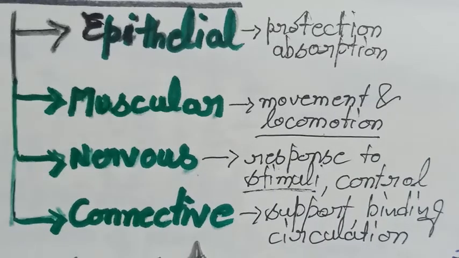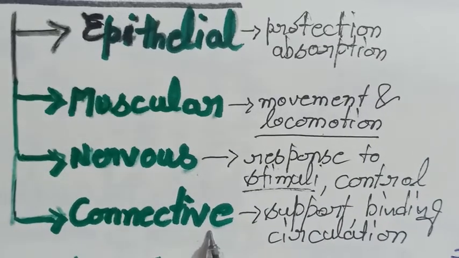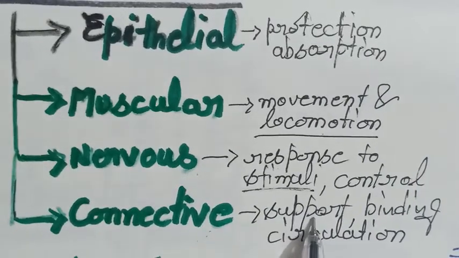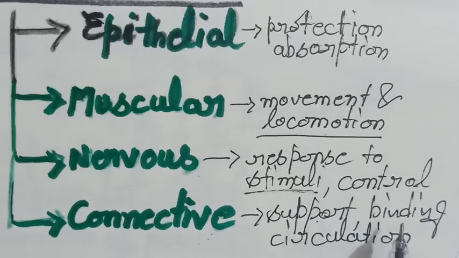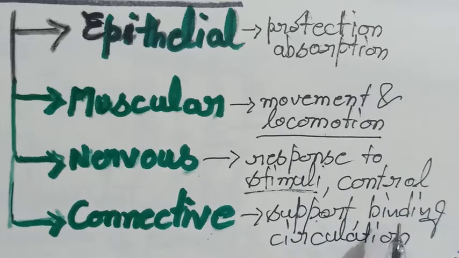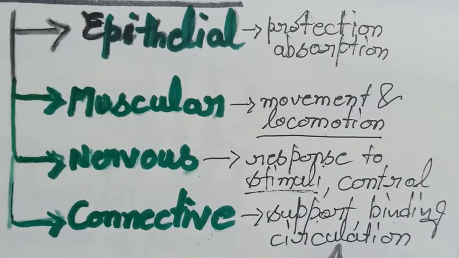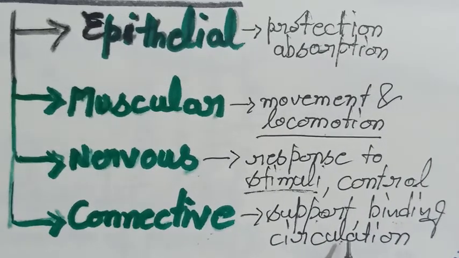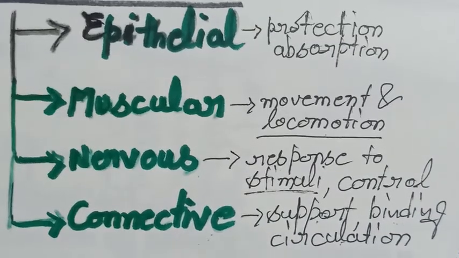The last one is connective tissue. Connective tissues support us in many functionings and also help in binding many parts of our body, and also they provide circulation. Circulation means blood. So blood is also a part of connective tissue.